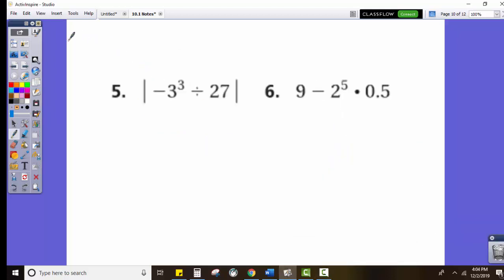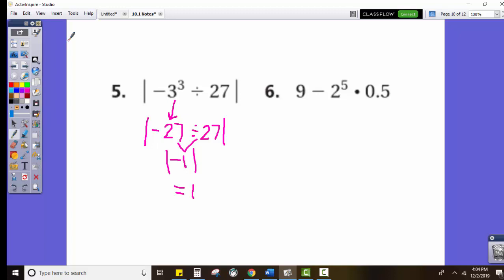Okay, and then checking number 5 and 6. For number 5, I have the absolute value of negative 3 to the third power divided by 27. So first of all, remember, negative 3 to the third power. You do 3 to the third power, which is 27, and throw the negative on at the end because it's not in parentheses. Then bring down divided by 27 and the absolute value of that. So negative 27 divided by 27 is negative 1. And then the absolute value of negative 1 is just 1 because negative 1 is 1 spot away from 0. So the answer to number 5 is 1.